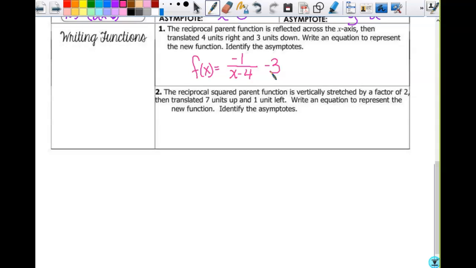The last part of this says identify the asymptotes. So I have to identify the vertical asymptote and the horizontal asymptote. Vertical comes from the zeros of the denominator, so this would be x equals 4. Horizontal is your d, so it's y equals negative 3. Any questions at all? Then I want you to write the equation for number 2.